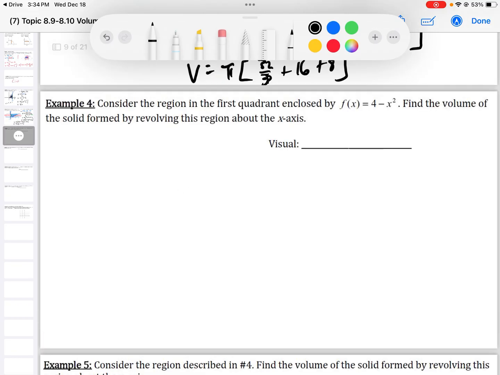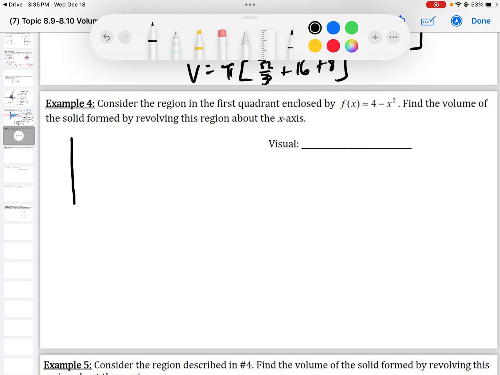All right, number 4. Consider the region in the first quadrant enclosed by that function. Find the volume of the solid formed by revolving this region around the x-axis. Okay, I want you to pause on this one, and see if you can do this one without watching. With what you know, try your best to do this one. Okay, you've paused it, you've unpaused it. Let's check, see if you got it right.